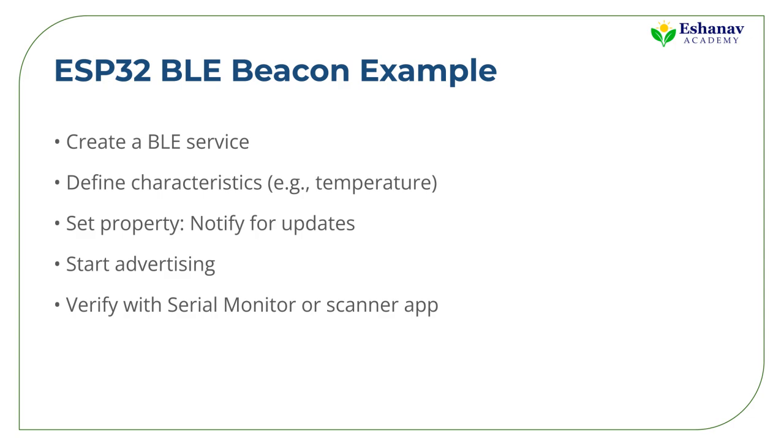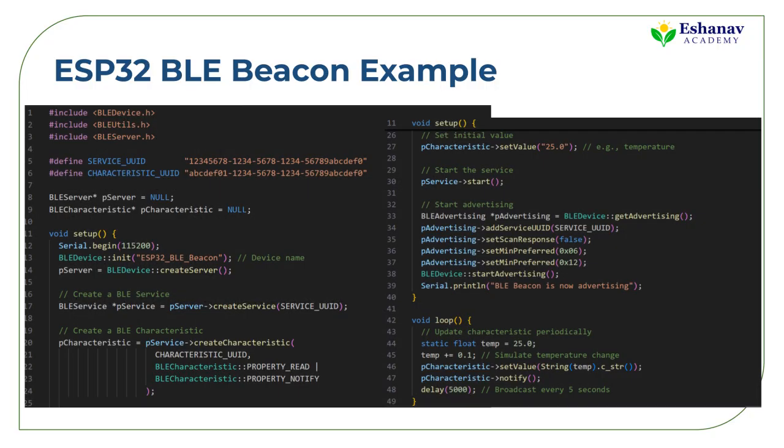The first step is to create a BLE service, which defines the type of data your device will expose. Next, you define one or more characteristics, such as a temperature reading. For each characteristic, you specify properties, for example, notify, so that updates can be pushed to connected devices automatically. Once your service and characteristics are defined, you start advertising. This makes the ESP32 discoverable to any BLE scanner nearby.